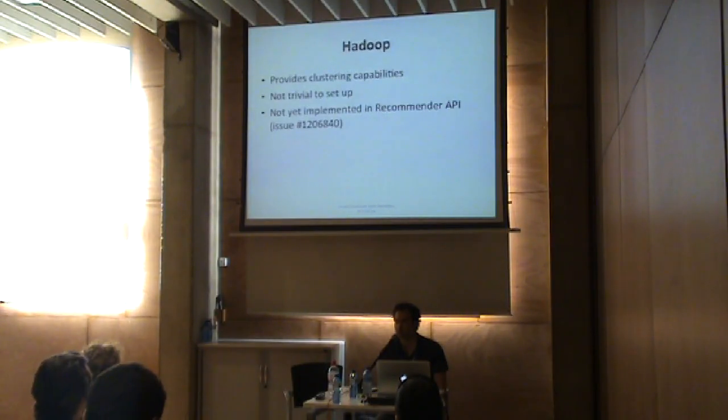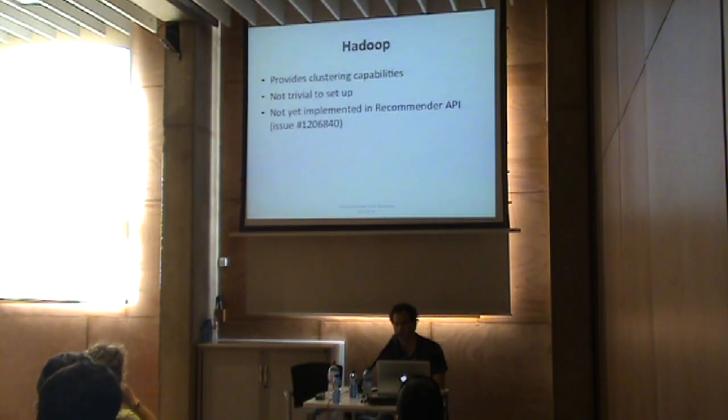The Hadoop project allows us to cluster multiple instances of Mahout. It's definitely not trivial to set up, as I mentioned. It can be set up even on a laptop, and it's been done, but I'm not sure why. And it has not been implemented in the Recommender API module yet. The maintainer of that module determined that it shouldn't be necessary at this point, based on the recommendations that are being made in the helper modules.